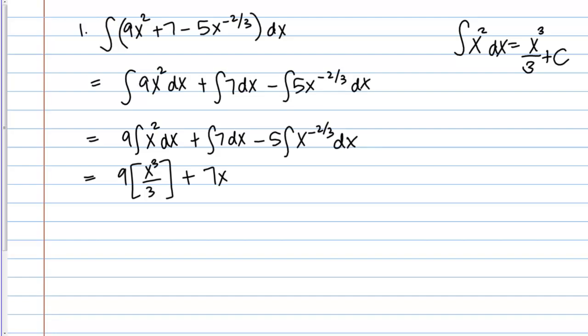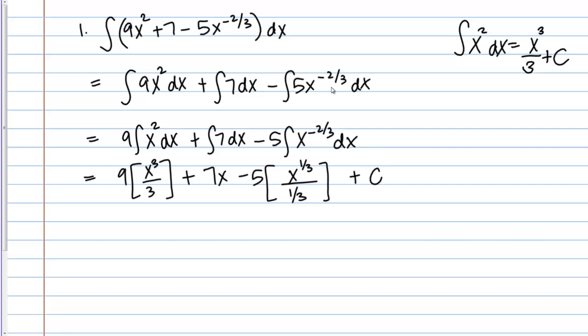So 7x there, minus 5, and then I've got x to the negative 2/3. This is a fractional power, but I use the same idea. I want to add 1 to the power. So negative 2/3 plus 1 is 1/3, and then I divide by that same power. And then I add my plus c. It's not necessary to add a plus c after every term because just a single plus c suffices. Plus 3 arbitrary constants can be written as plus 1 arbitrary constant. So plus c at the end is fine.